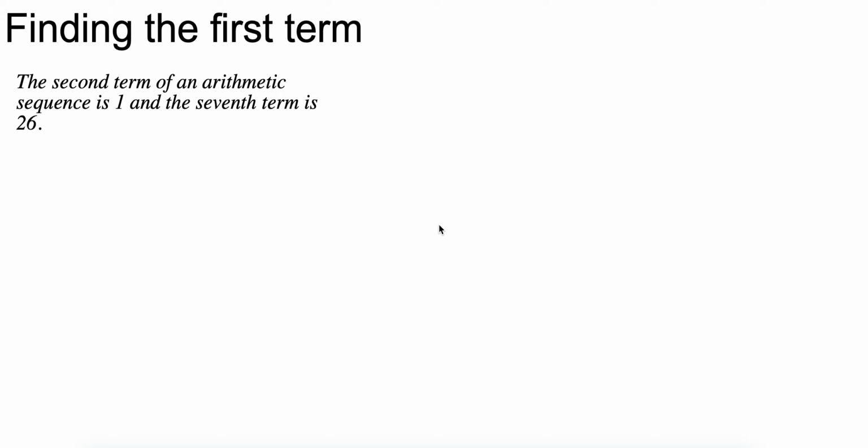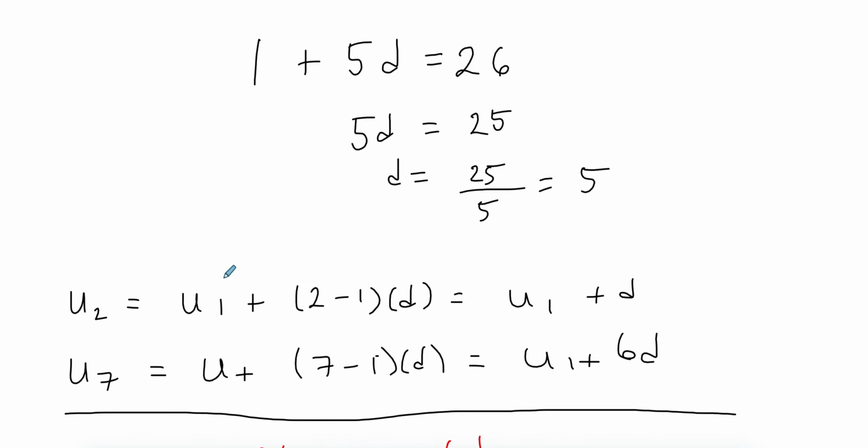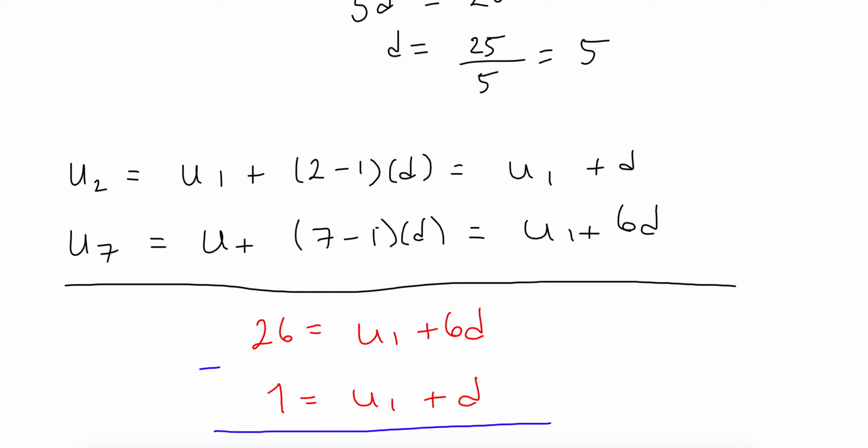This is going to be a quick video on finding the first term of the sequence. This question is from a previous video on finding the common difference. So in that video, we found that the common difference was 5. The video looks like this. So we found the common difference being 5.